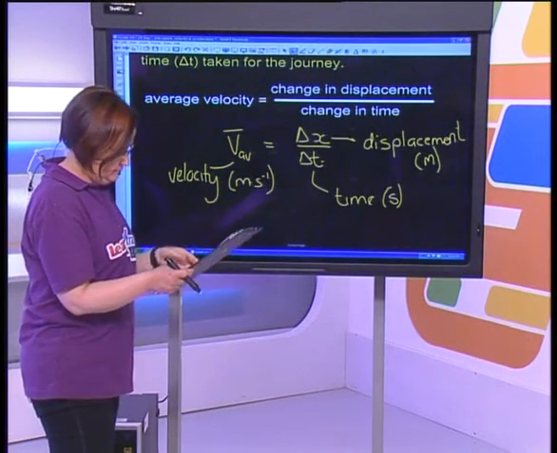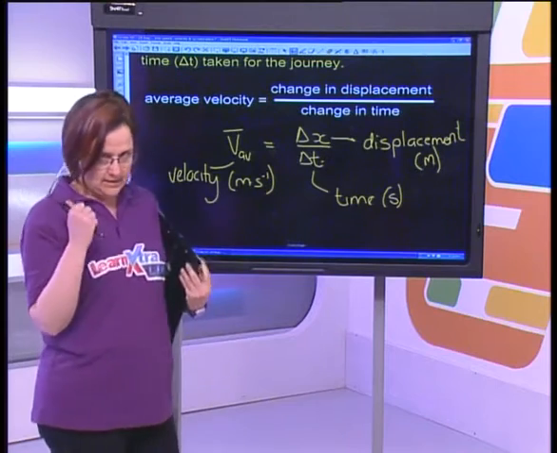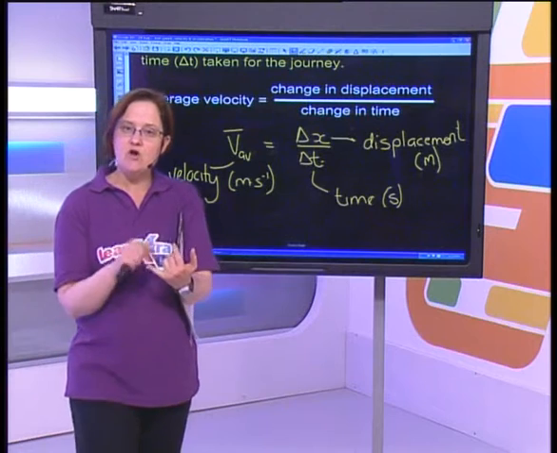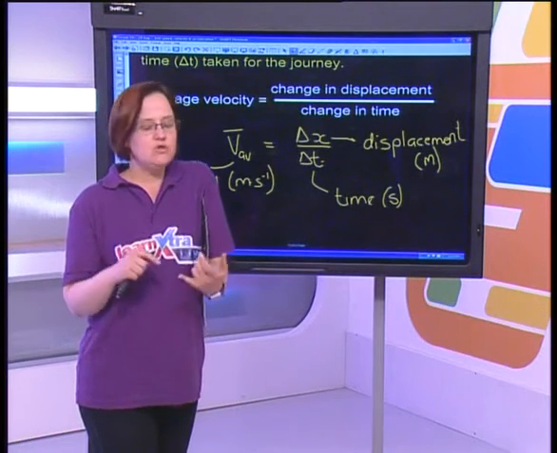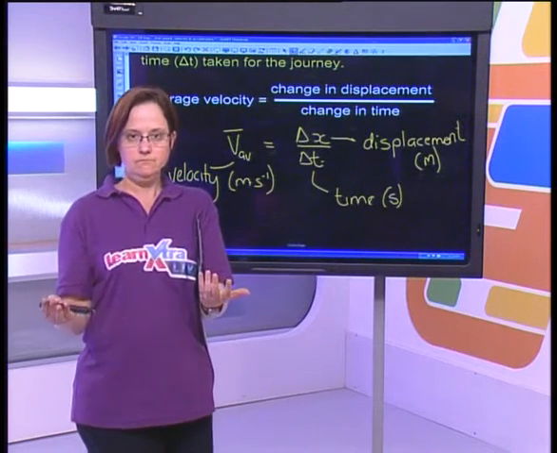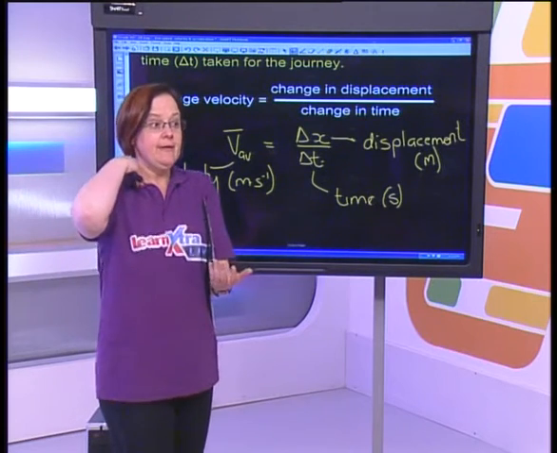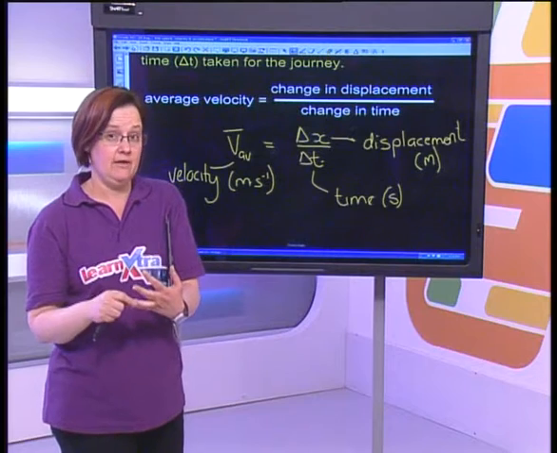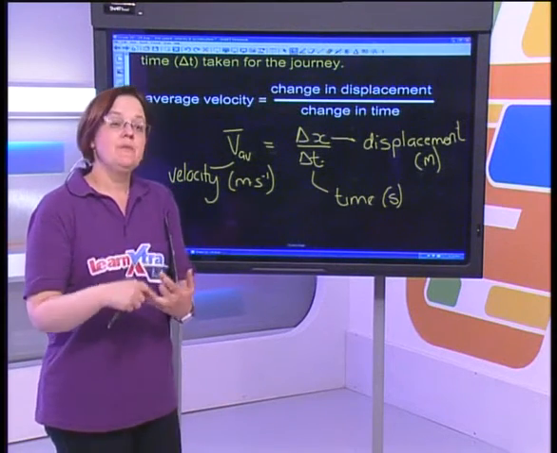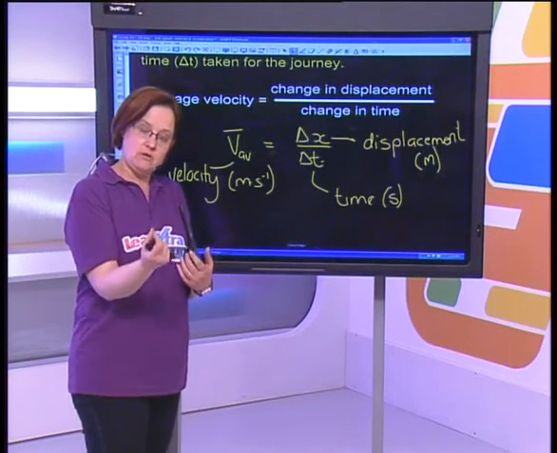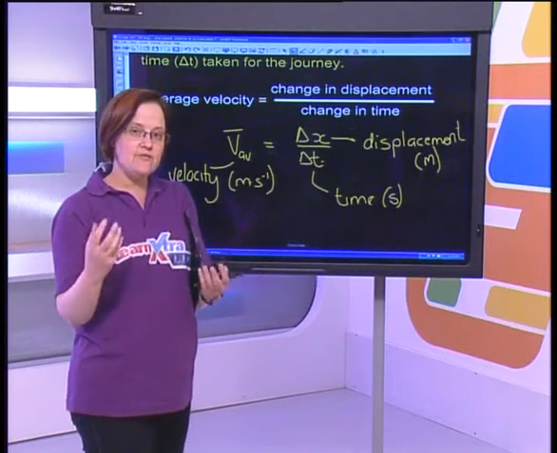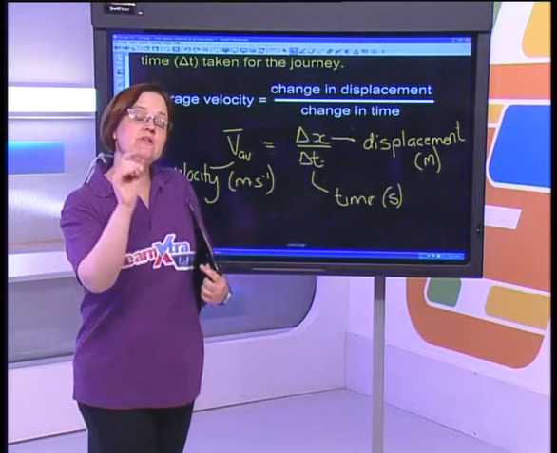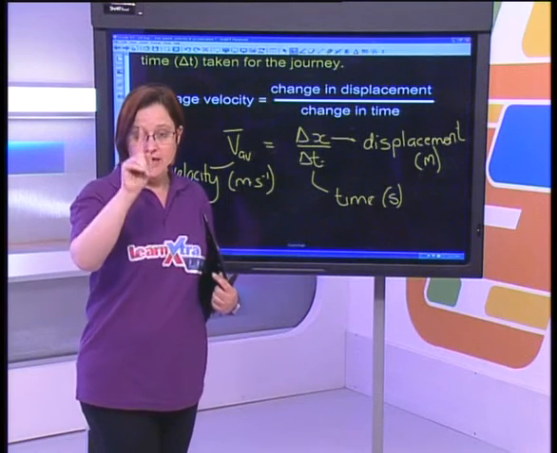What's important here? Number one, speed is a scalar. Speed cannot be negative because you don't have direction. You're either getting faster or slower, but it's positive speed. Velocity, however, can be negative because velocity has direction. Whether you get a positive or negative answer at the end of a sum depends on your sign convention, so it depends on the direction you have chosen as positive.